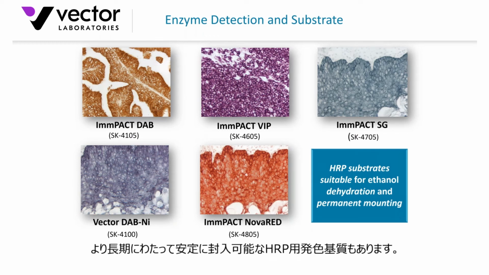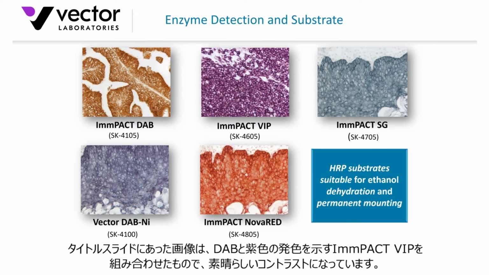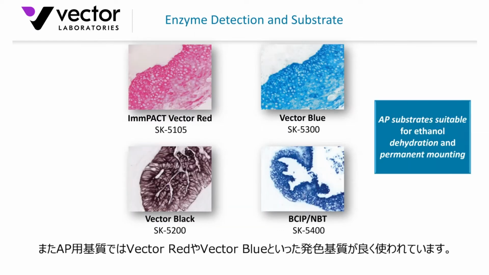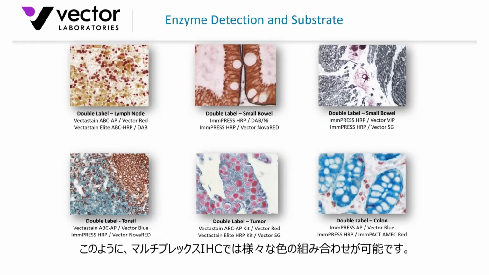There are other choices too in terms of the more permanent HRP-based enzyme substrates. And we did look in that title slide at the combination of DAB and Impact, or VIP, I should say, the purple one. They give a very nice contrast, and there's a lot of different other choices you can put together. And here are the alkaline phosphatase-based substrates as well, the more popular ones, the Vector Red and the Vector Blue. And the reason why I'm showing you all of these is you can use a lot of different color combinations for double and triple labeling on your given tissue specimen.